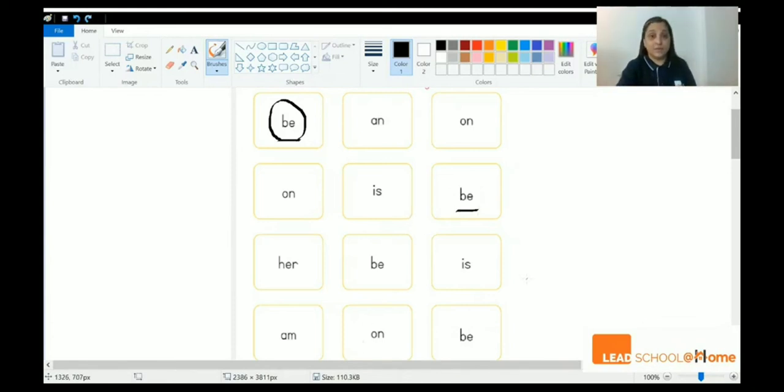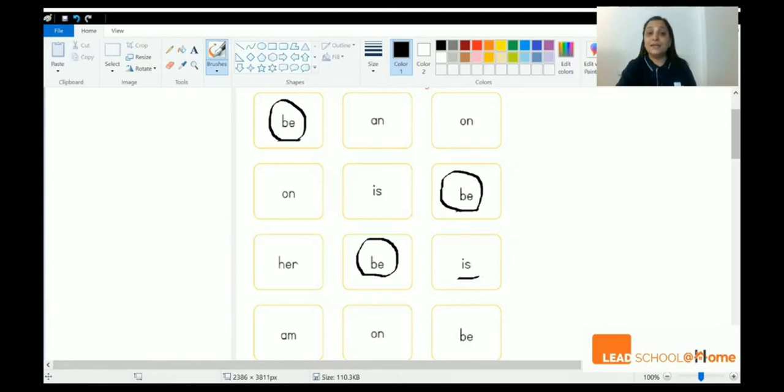Is this word B? Yes. So what should I do? Yes, I will circle it. Circle it in your workbook. Good. Is this word B? No, this is not B. Is this word B? Yes, this is B. So let's circle it. Circle it in your workbook with me.